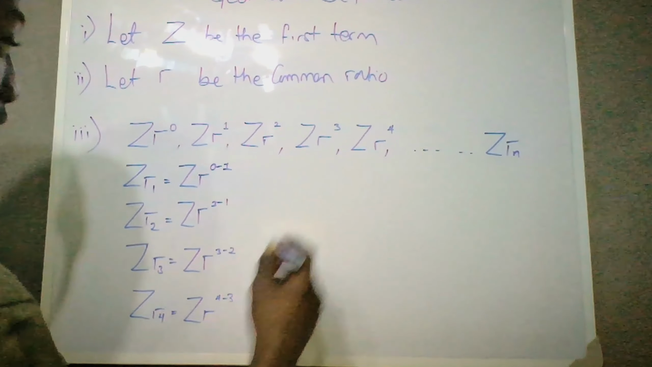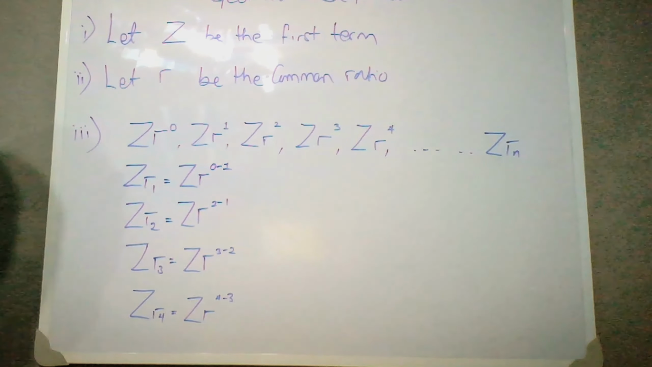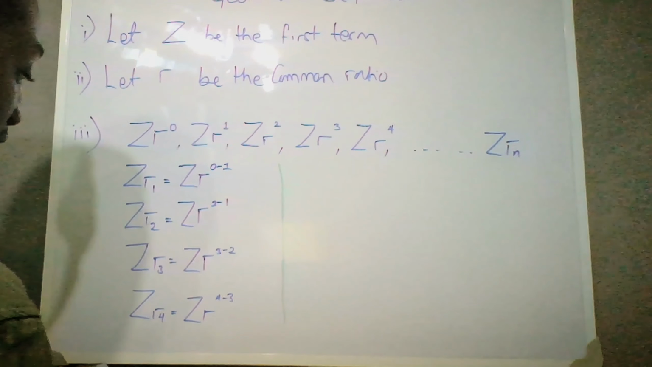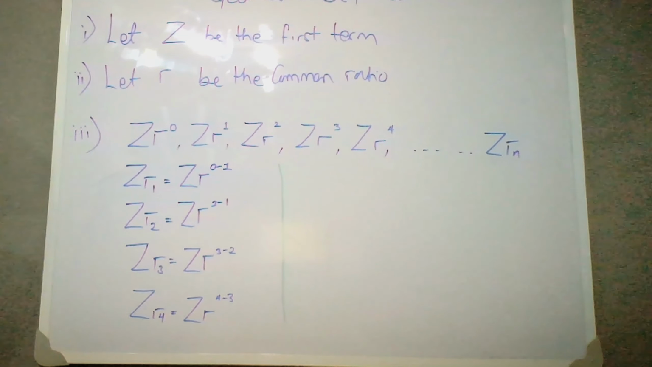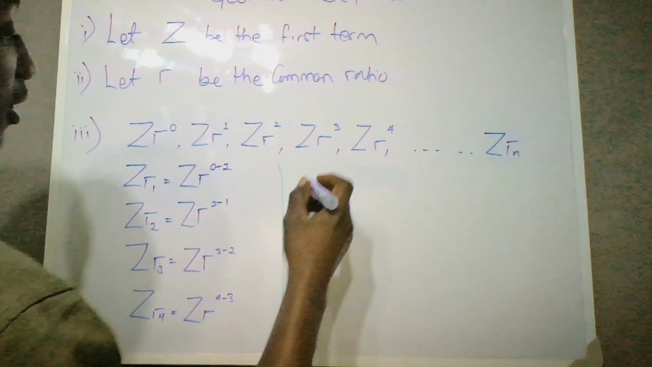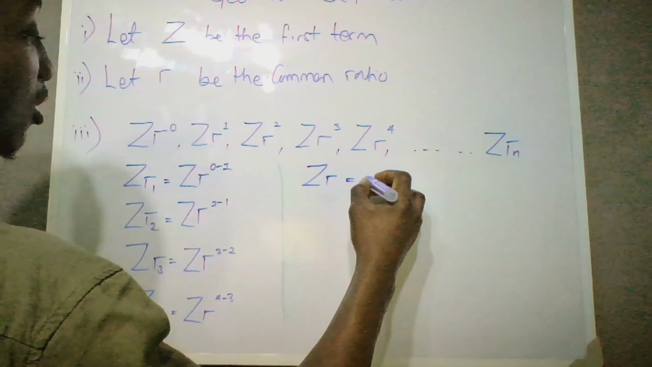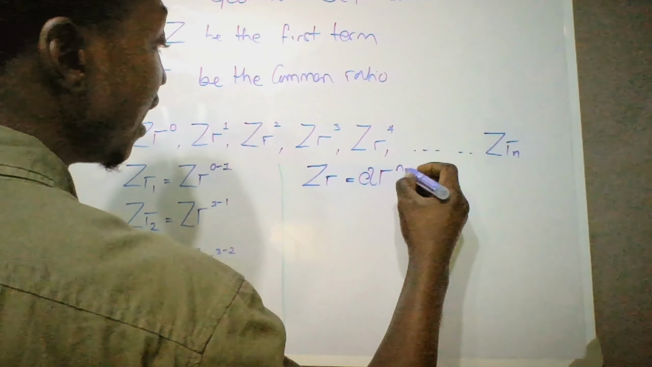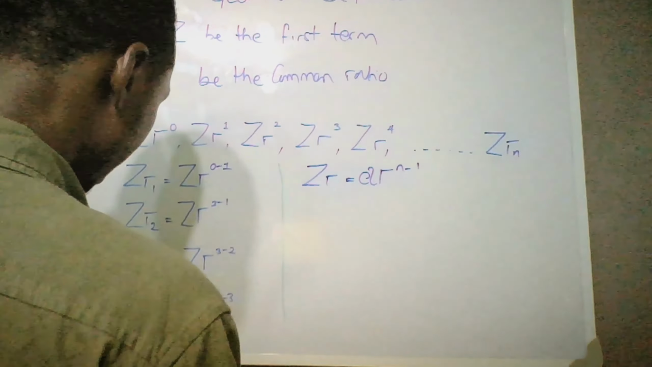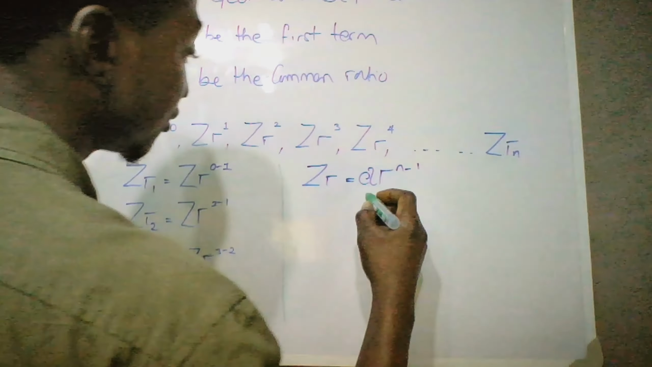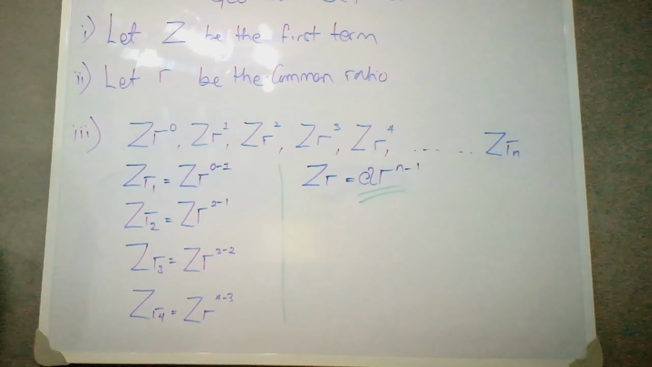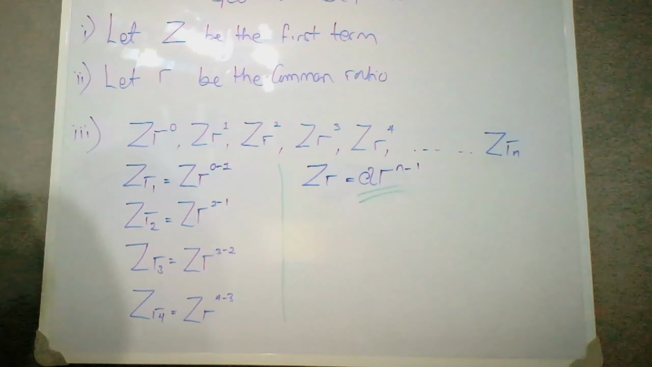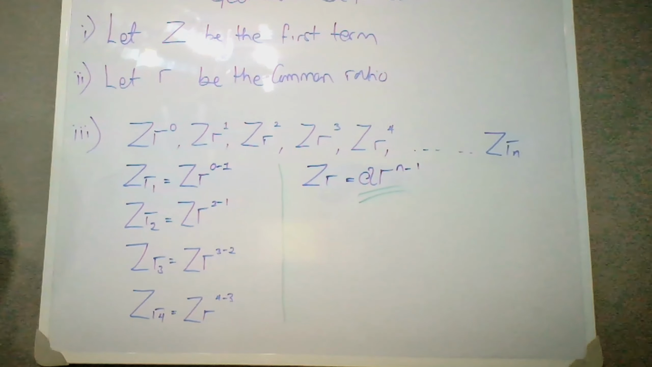It goes like that until we have ZRn equals A. A is the first term, R is the ratio raised to power n minus 1, and that is our formula for solving geometric progression or geometric sequence. So I hope this is all well understood. So let's plug this into solving a question, and let's see what it means.